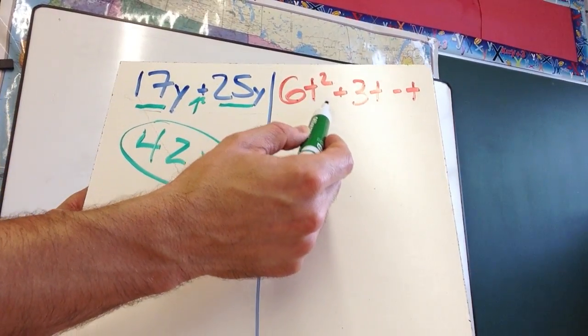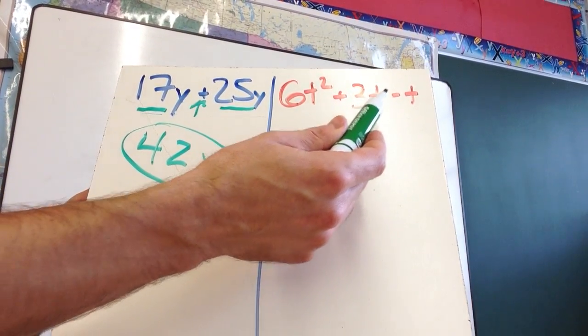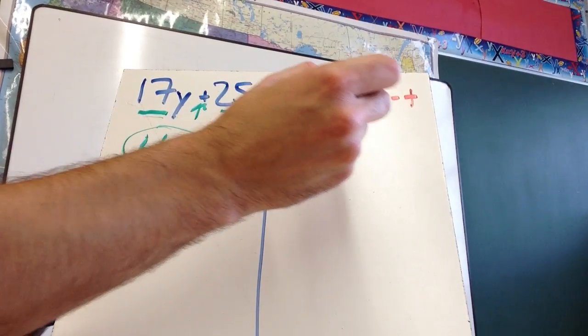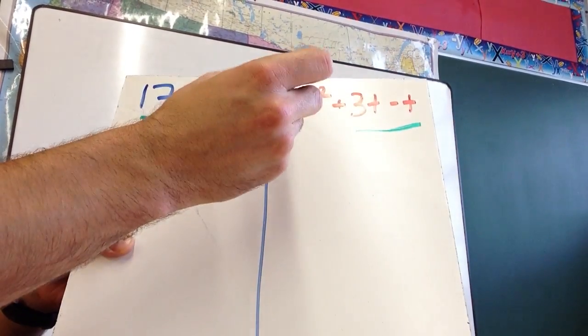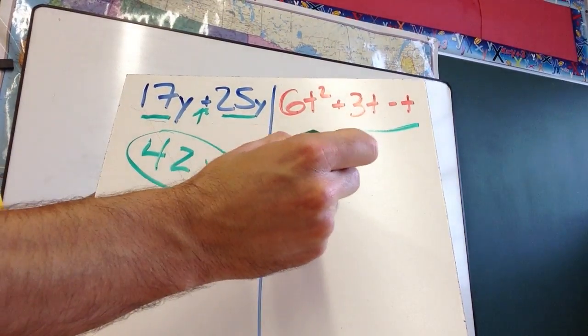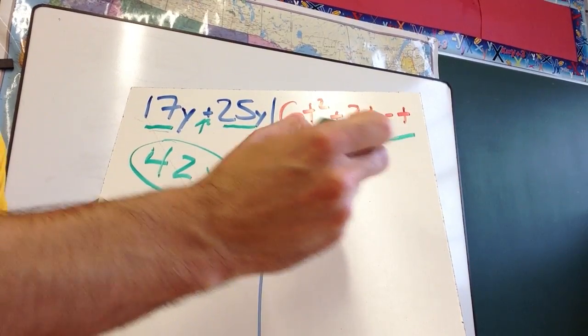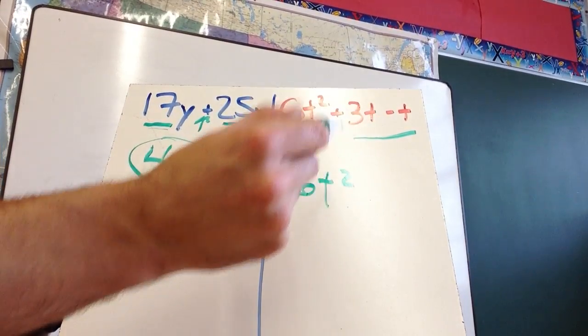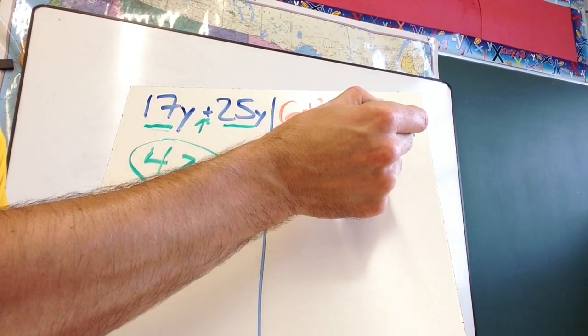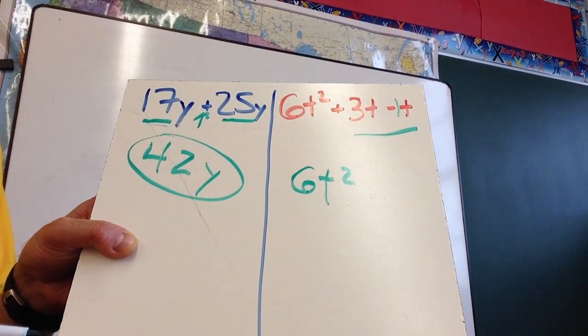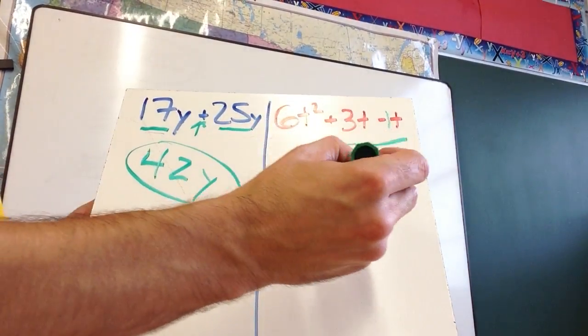Over here you got 6t squared plus 3t minus t. These have a t in common, this does not. So the 6t squared cannot be simplified. 3t minus t, keep in mind that there is a 1 here that's assumed or invisible. So 3 minus 1 is 2.